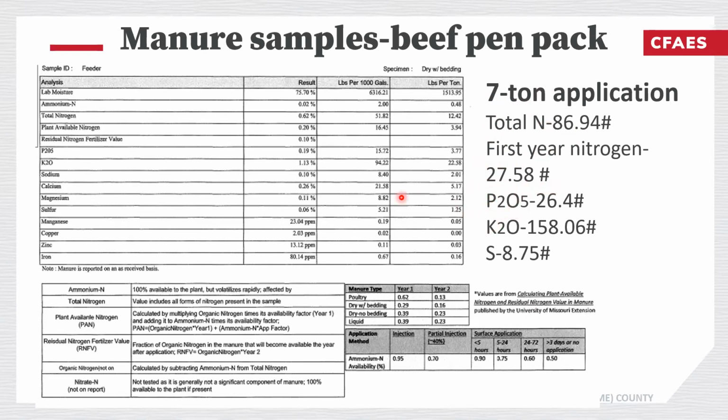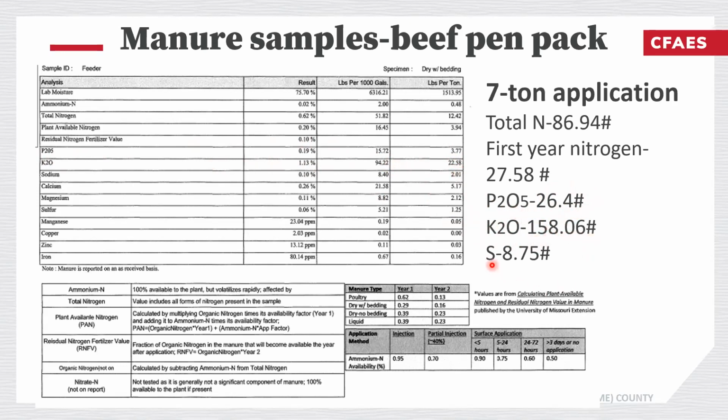Then we go to phosphorus. In that 7-ton application, we're going to look at that P2O5 line because that's what our recommendations are in. Pounds per ton, 3.77 pounds per ton. So at 7 tons, 26.4 pounds of P2O5. Potassium. This manure sample is really high in potassium. We look at the K2O numbers, 22.58 pounds per ton of K2O. Take that times 7, we get 158 pounds of K2O.